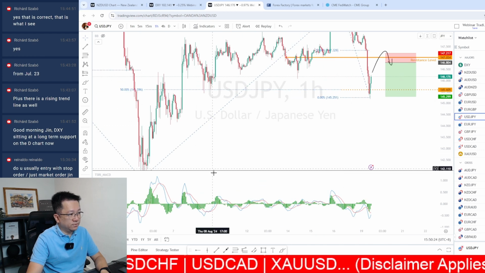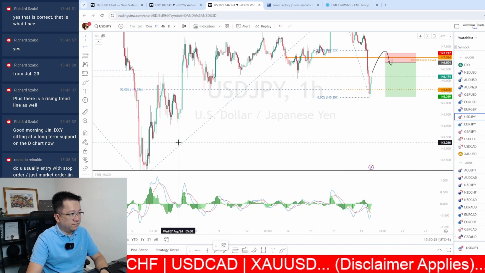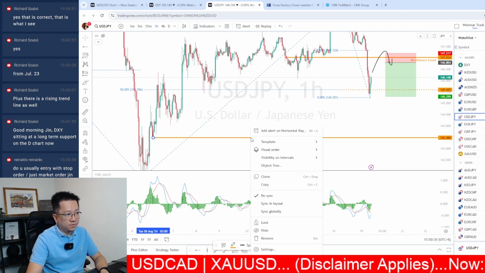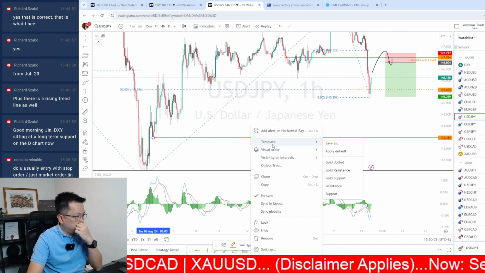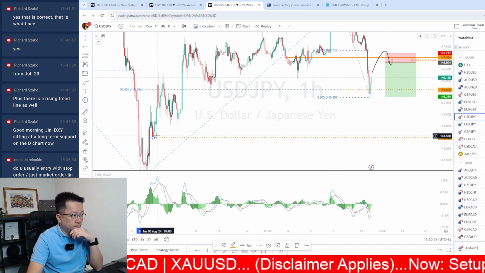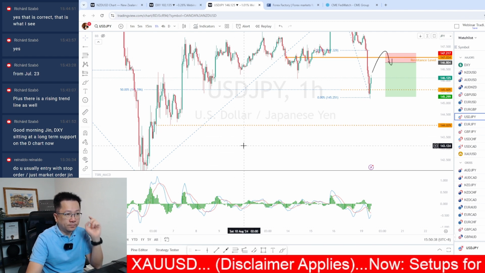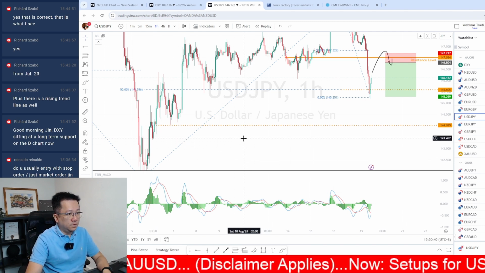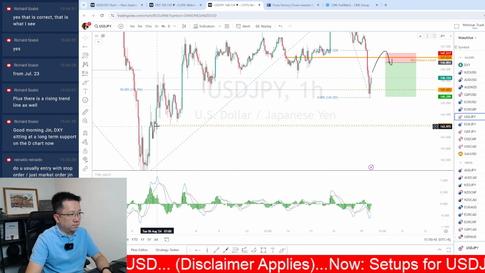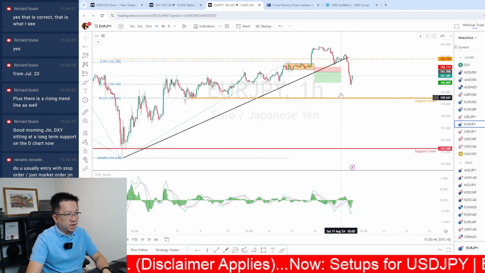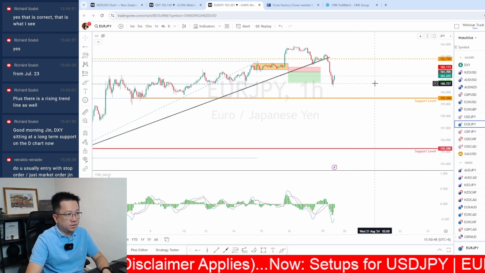The next level you're looking out for is about down there, in between those two levels. I would say actually about down there, 144. Okay, then onto the euro yen, broken again.